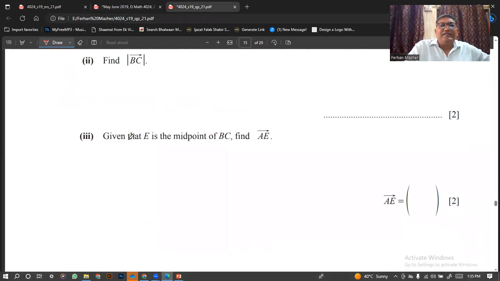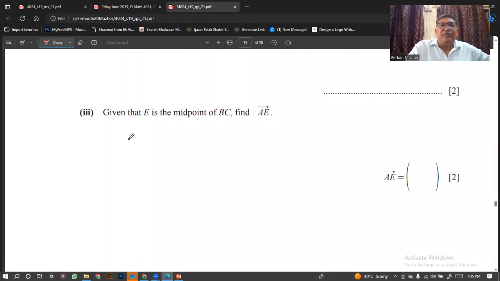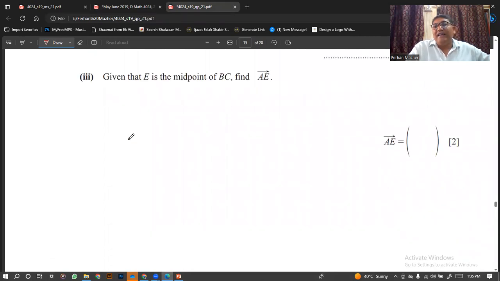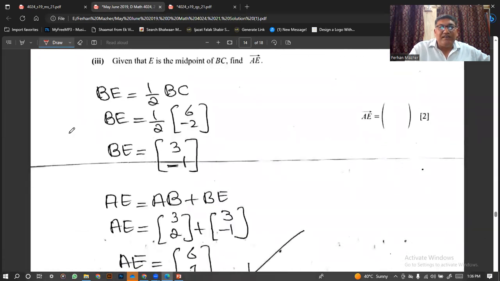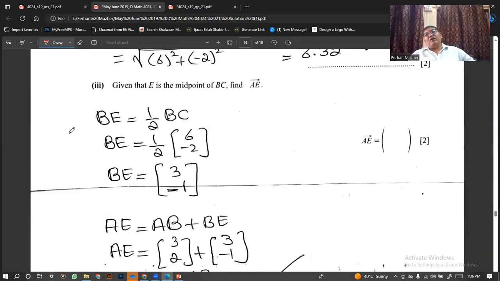Okay, then we have, he says, given that E is the midpoint of the BC, find AE. Okay, so if E is the midpoint of the BC, I can find out BE. And once I know the BE, I can tell you the AE also. BE, because E is the midpoint of the BC, so the BE will be equal to 1 by 2 of the BC. BE will be equal to 1 by 2, and the column vector of the BC we know is 6, minus 2. So the BE will be equal to 3, minus 1.